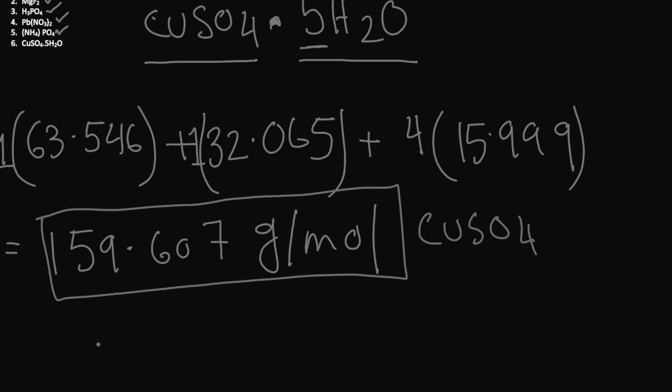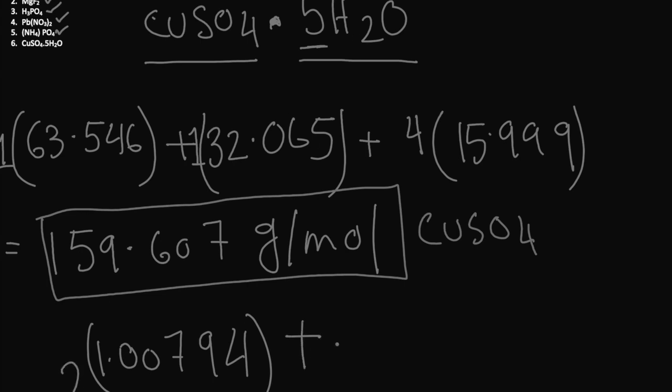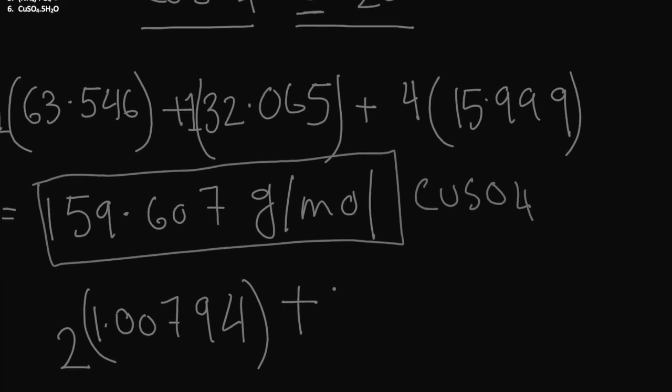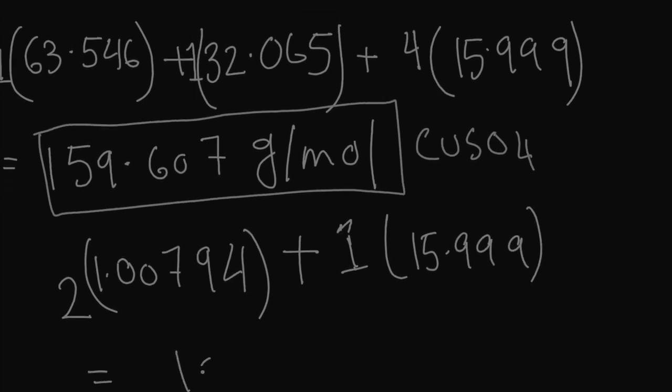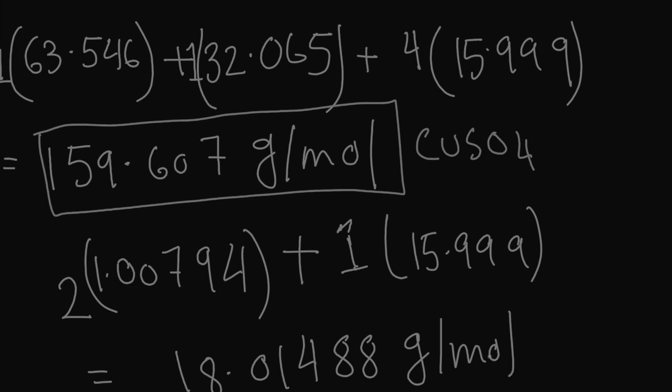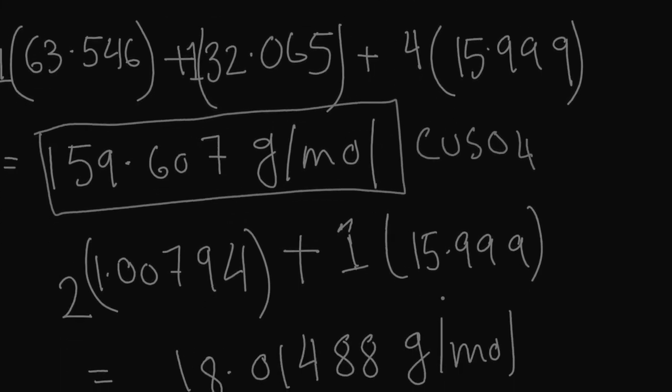So we write the atomic mass of 1 mole of hydrogen, which is 1.00794. We have to times this with 2, which is the subscript for hydrogen, plus we write the mass of oxygen. So 1 times 15.999. After we add, we get 18.01488 grams per mole. So remember, this is for 1 mole of water. This is the mass for 1 mole of water.